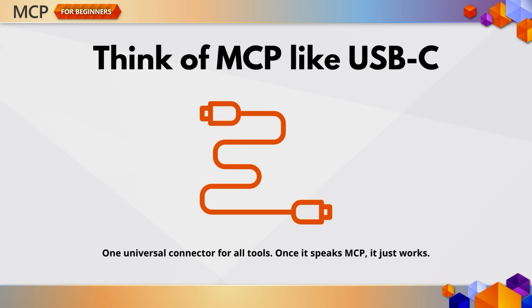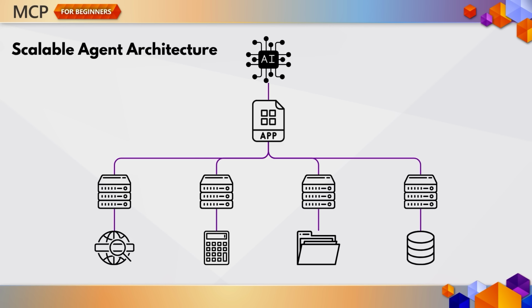Think of MCP as the USB-C of AI, a universal connector. Just like USB-C helped unify device charging, MCP unifies how models access tools and data. Once something speaks MCP, your agent can use it without needing custom instructions. This also means you can scale. One model, many servers, each with different capabilities. You can add a new server, and the agent automatically knows what tools are available. There's no extra wiring needed.